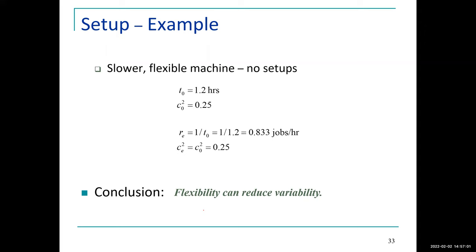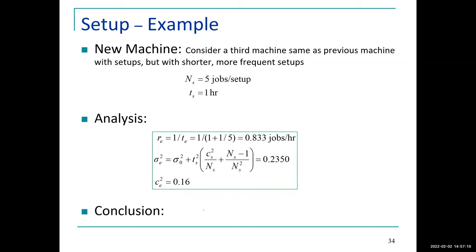Okay, so this is looking again at the setup example. So consider a third machine, same as the previous machine, with setup, but with shorter, more frequent setups. So instead of setups every 10 jobs, now we have a setup every 5 jobs. And the time to perform the setup is 1 hour. We go through the same analysis. We still have 0.83 jobs an hour. Sigma E squared is 0.2335. And the squared coefficient of variation for the effective processing time is 0.16. So what this is showing is that shorter, more frequent setups induce less variability into the system.